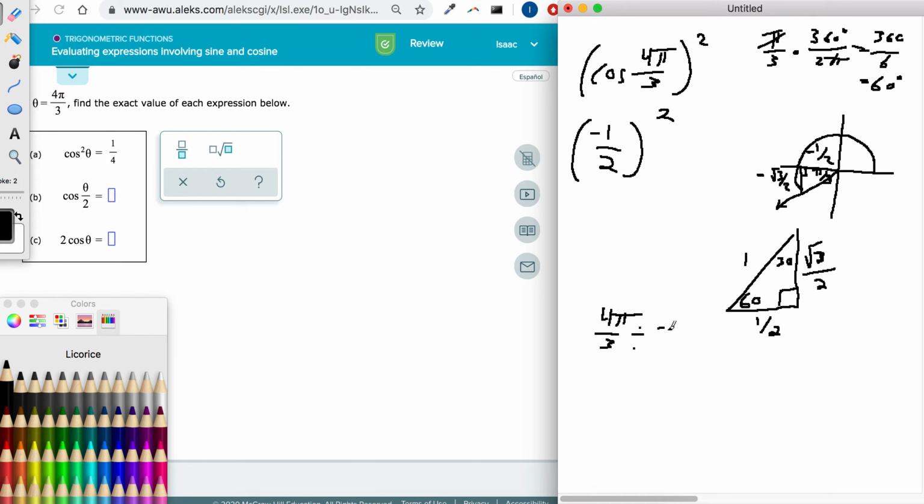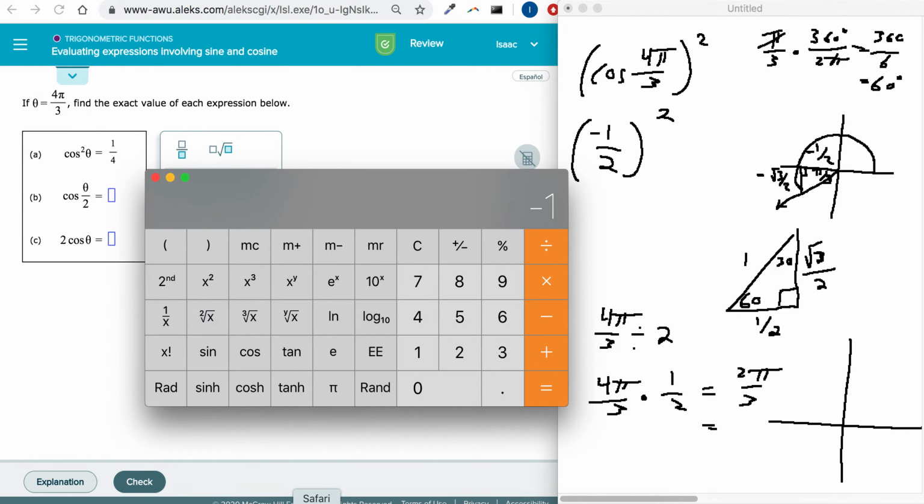And now cosine of theta over 2, that means you're taking 4 pi over 3 and dividing it by 2, right? Take theta, which is 4 pi over 3, and divide it by 2. So that's times 1/2, in other words. So that's 2 pi over 3. So they want you to evaluate cosine 2 pi over 3. No, that's not right. Oh, I forgot to divide by 2, didn't I? Divide by 2, divide by 3.